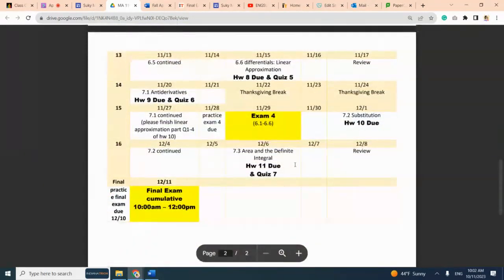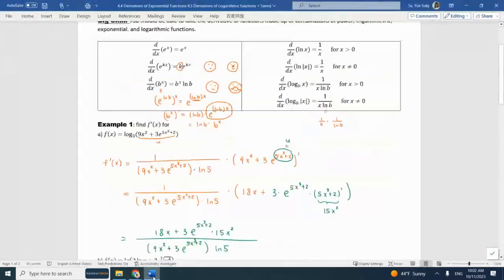Then your exam 4 is here, and your homework 10 is right after exam 4. So I hope you can do your homework every night. Don't wait until the due day to start your homework. That's the plan.